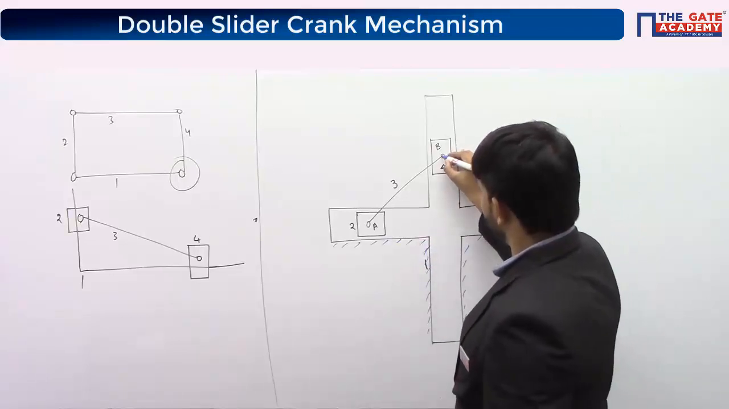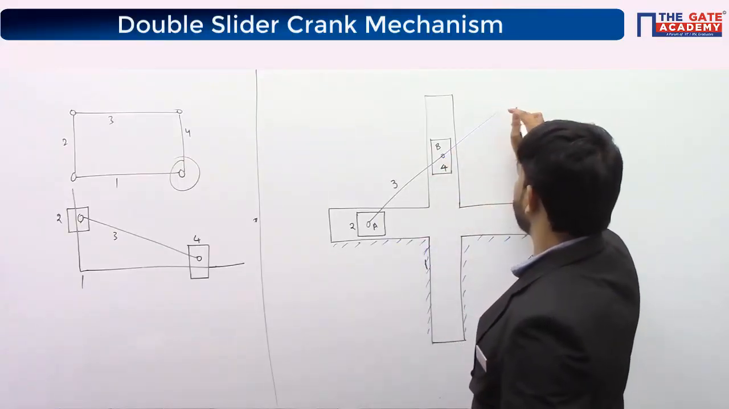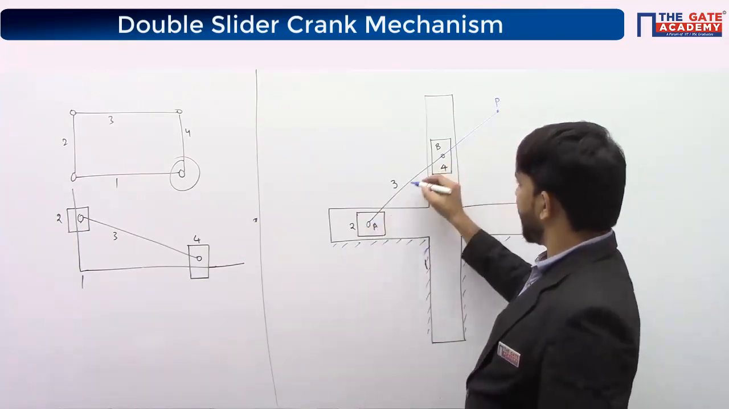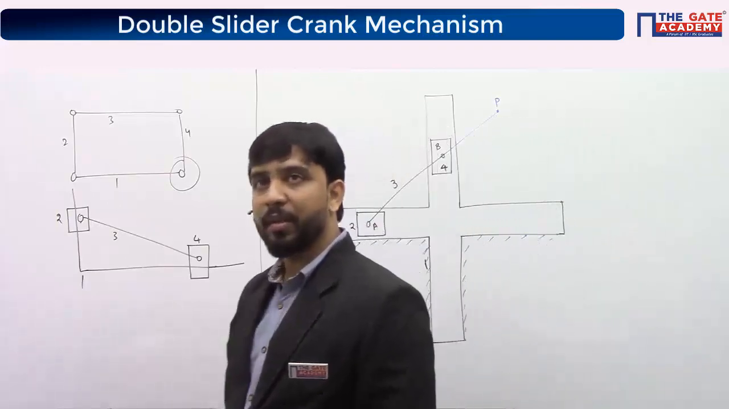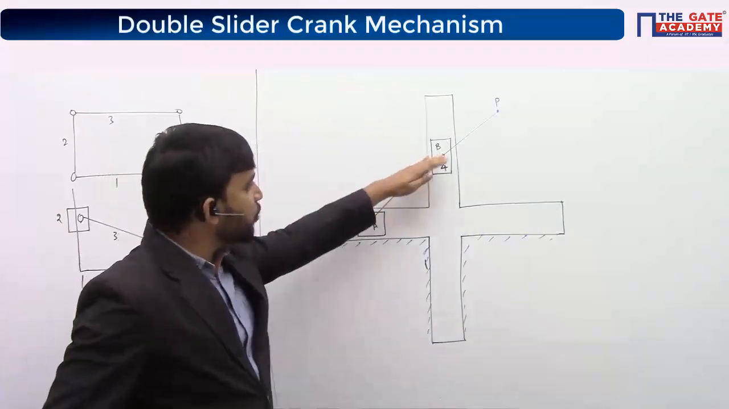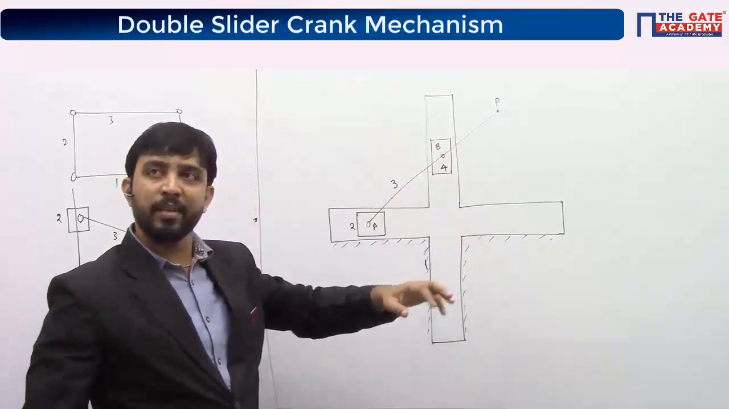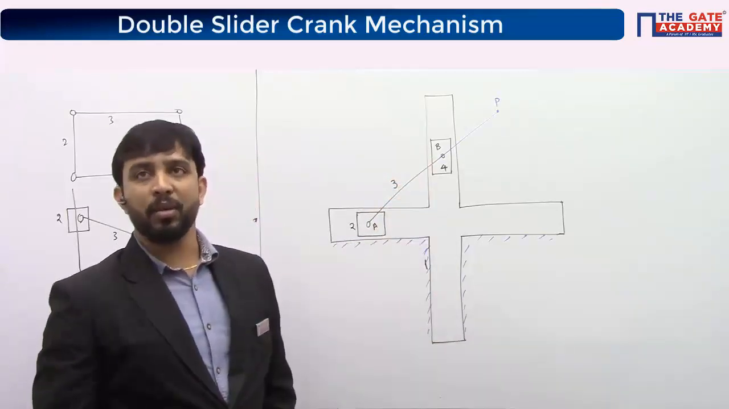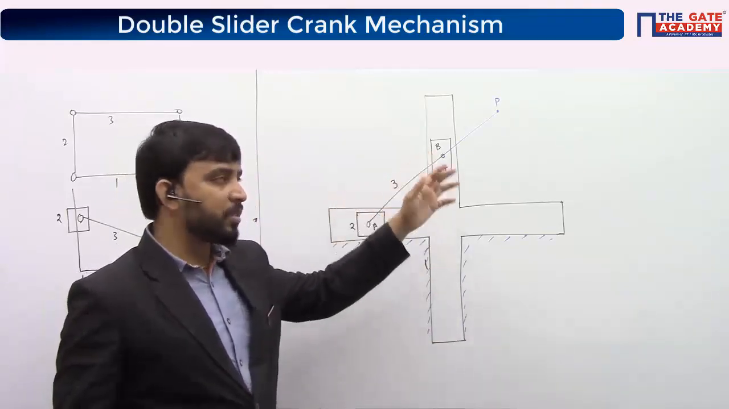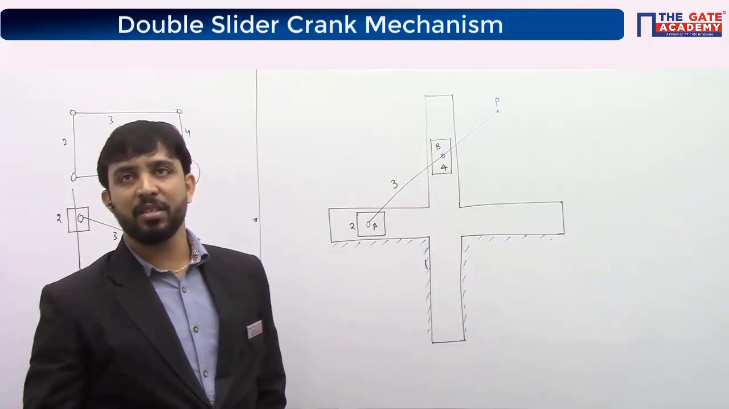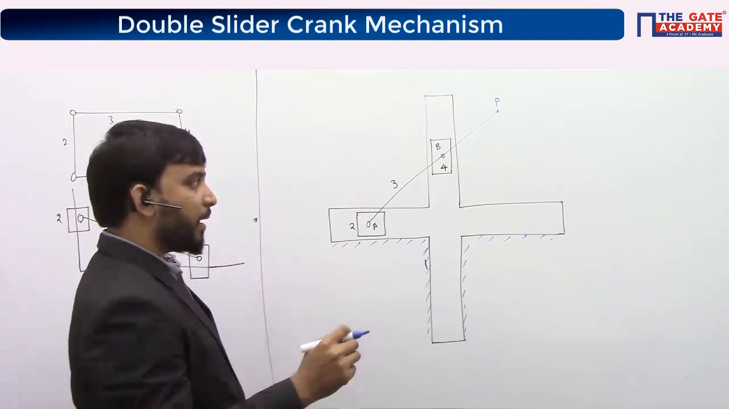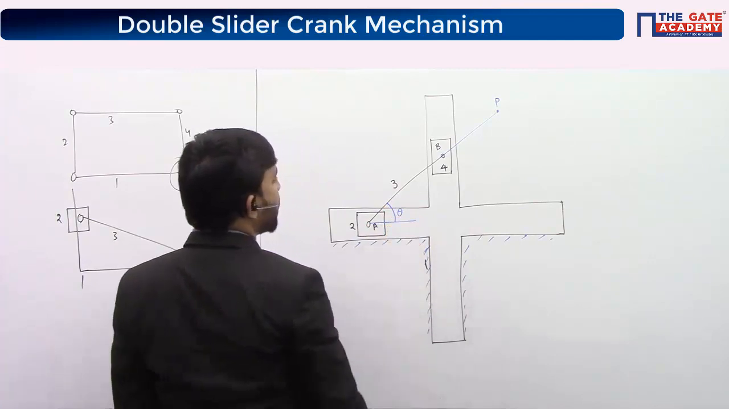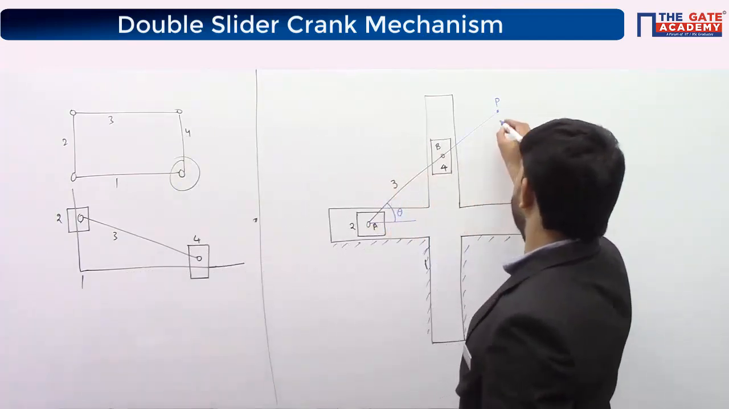Now see here, I'm taking some point P on link number 3. The point P can lie anywhere on link number 3. I'm just extending this link number 3 and choosing this point. As you move the sliders, point P will be moving in this plane. For different angles of the slider, point P will have different coordinates. When you move these sliders, the coordinates of point P will be continuously changing. At this instant, the coordinates of point P are like this. If I can find this angle theta, then the x coordinate of point P is this one.